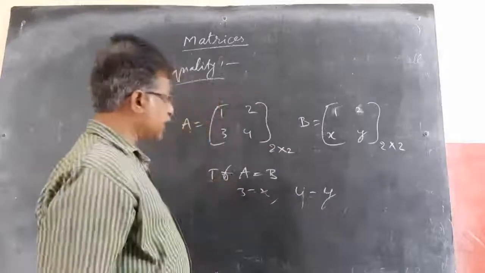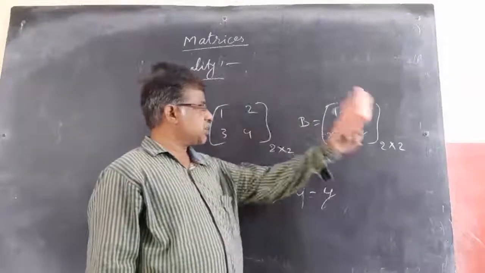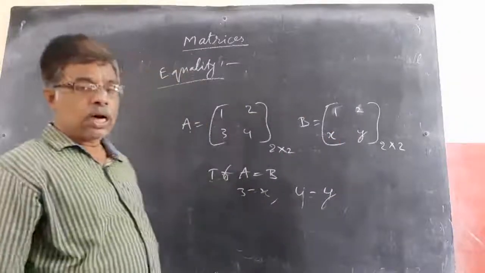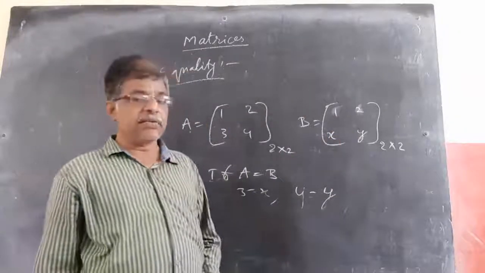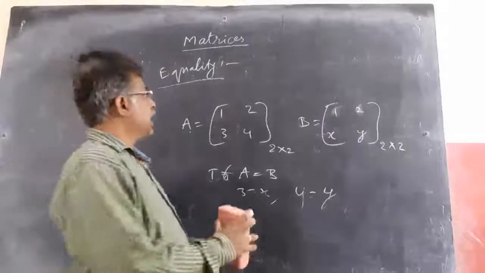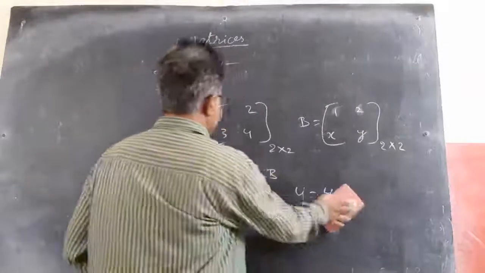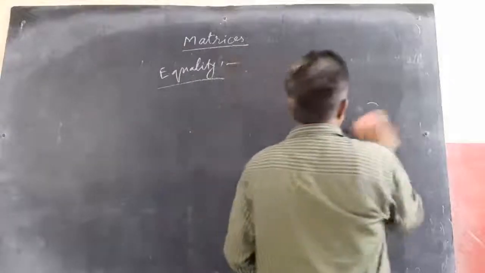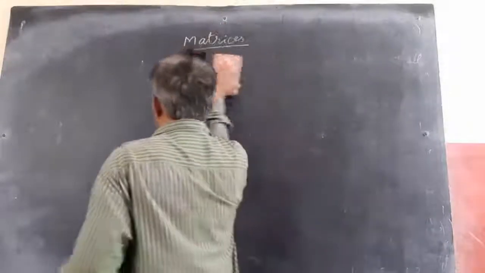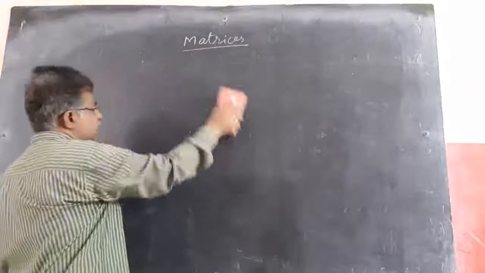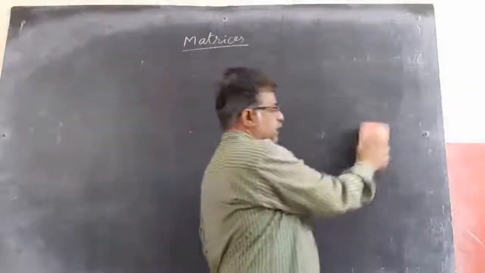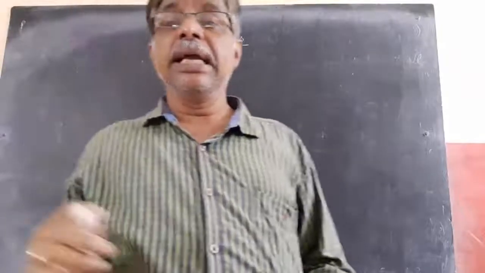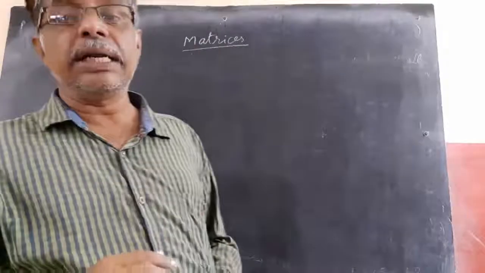So all the corresponding elements: this is 1, this is 1, this is 2, this is 2, 3, 3, 4, 4, it should be. If all the corresponding elements are equal, then those two are called equal matrices. The order should be the same and their corresponding elements should be the same. Then only they are called equal matrices, or equality of matrices.